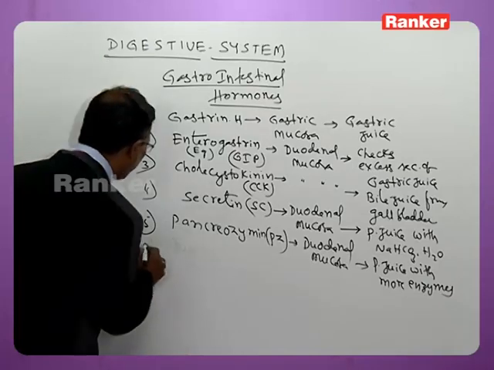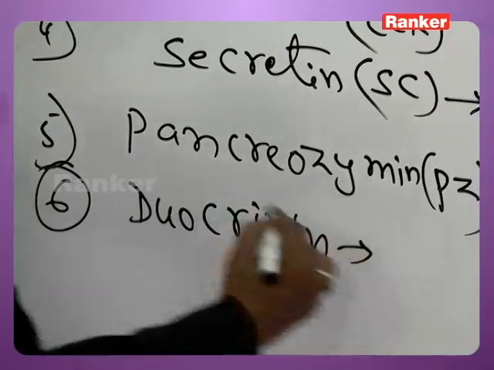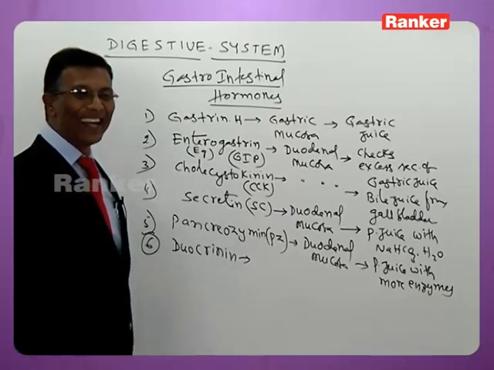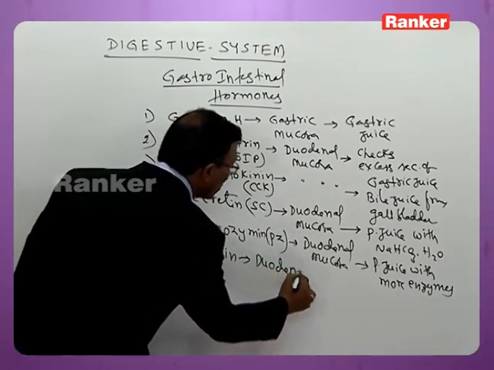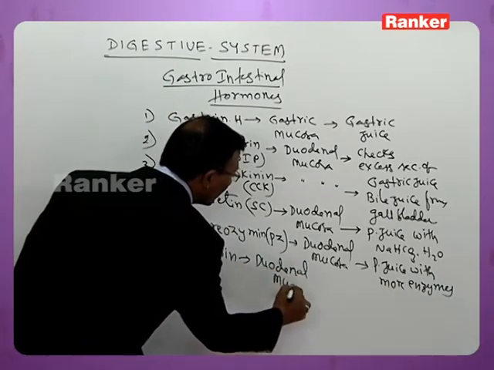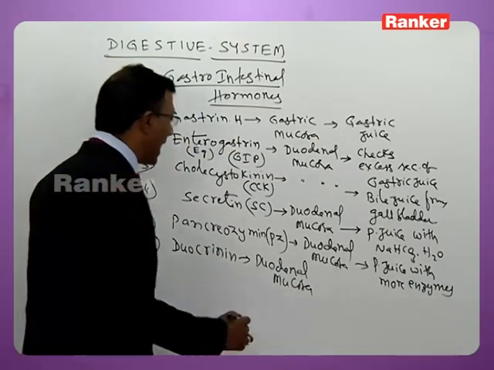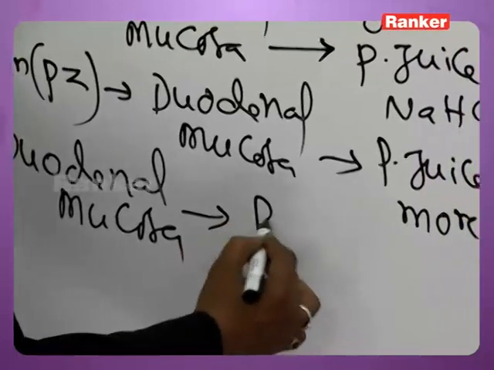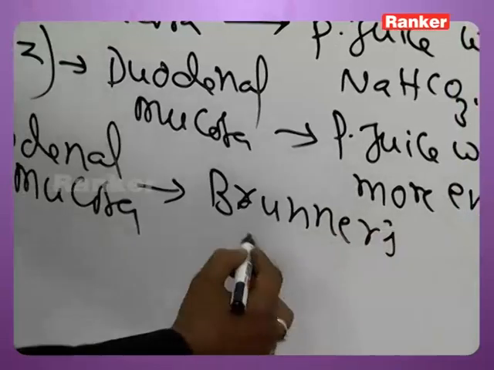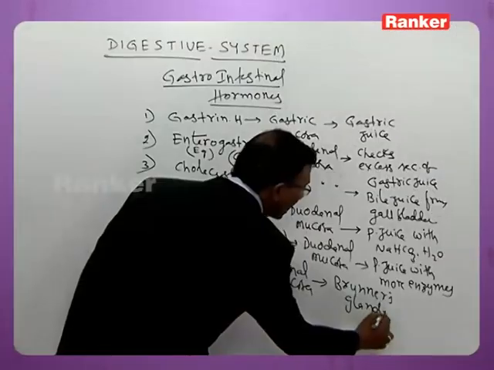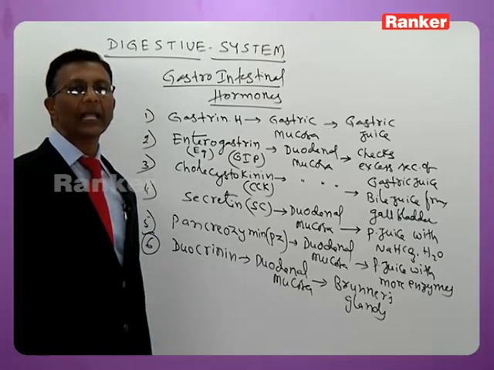The next you have diocrenin. Another hormone you have is diocrenin. It is also secreted by the duodenal mucosa, and it stimulates the Brunner glands of the duodenum to secrete alkaline fluids.